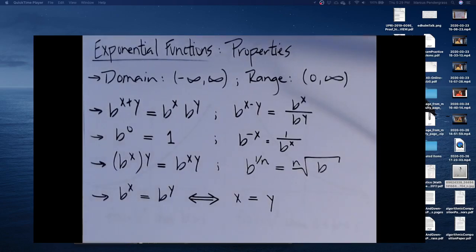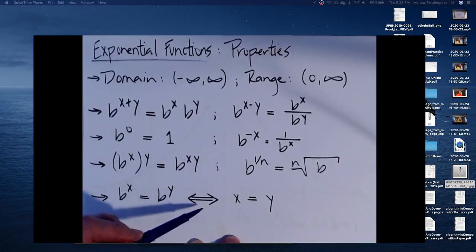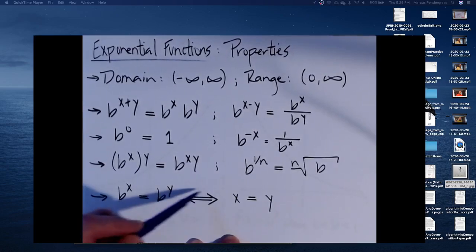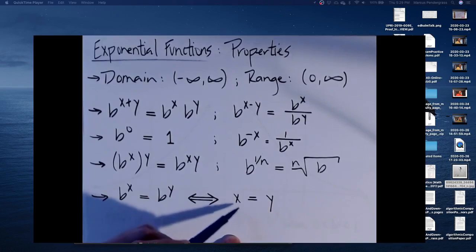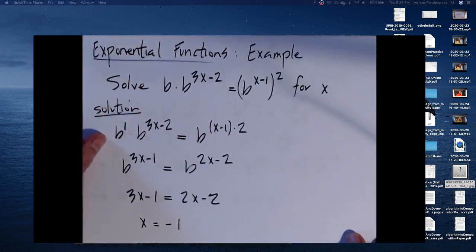There is one other property that I'd like to highlight, though, and that's when you've got two exponential expressions with the same base and possibly different exponents. Well, if those two expressions are equal, if b to the x equals b to the y, then it has to be the case, and this is just my symbol for if and only if, the two exponents are equal. So x would have to equal y here. So here's a little example of that property in action.